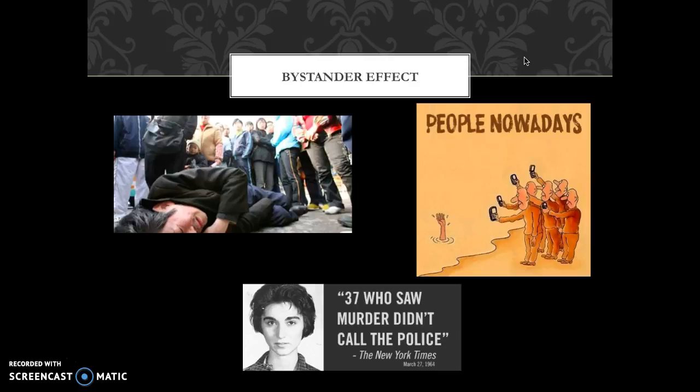And overall, I was really interested by learning about this topic, and I thought it was really cool to learn about why people make the decisions they do when they're in groups.